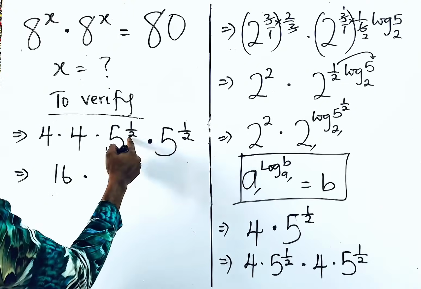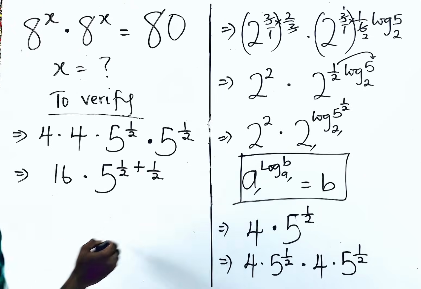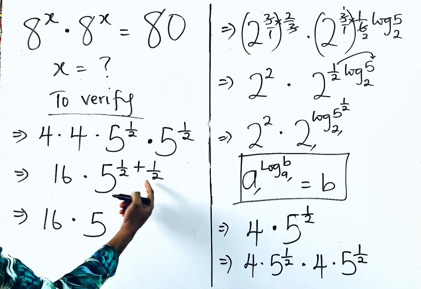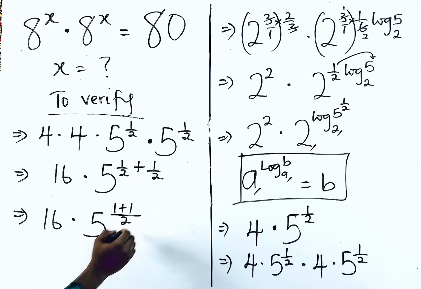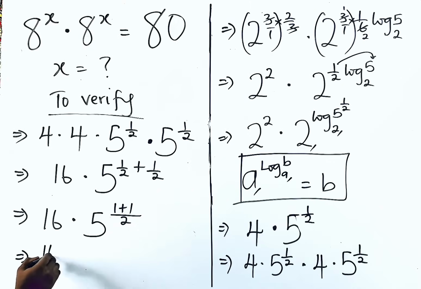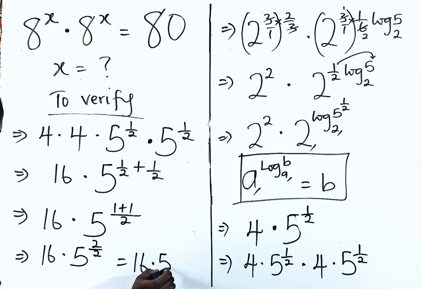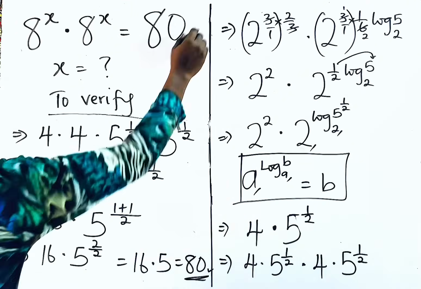Remember, when you are multiplying, you add the powers. So it's going to be 5 to the power of half plus half, okay? The denominators are the same. Quickly add the numerators. So we have 1 add 1, take one of the denominators. And that will give us 16 multiplied by 5 to the power of 2 on 2, and 2 on 2 is 1. So it's going to give us 16 multiplied by 5 to the power of 1. And you know, any number raised to 1 is the same number. And when you multiply 16 by 5, it gives you back 80, which is what we have on the right side.